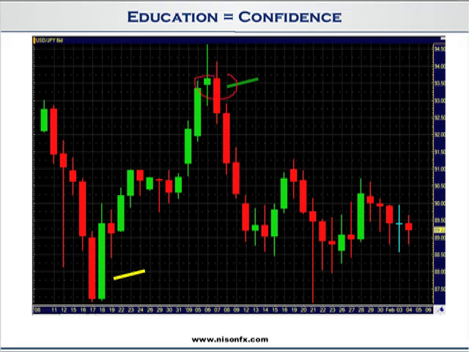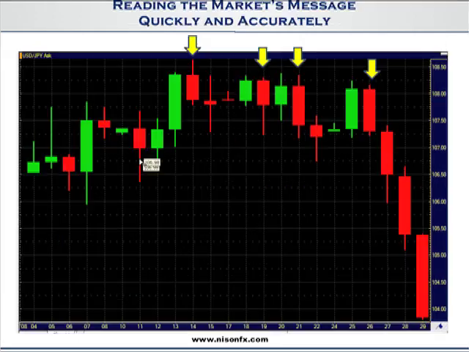Classic bearish engulfing pattern. Okay, black, or in this case red. Remember, it depends on your charting platform. Red wrapping around green. Okay, and on the left side, classic bullish engulfing pattern. Green wrapping around red. And the low of the bullish engulfing pattern is a support area.